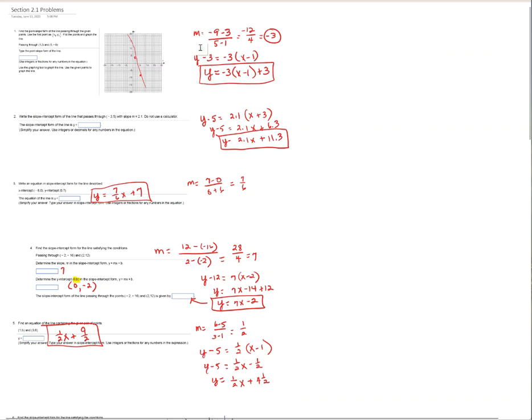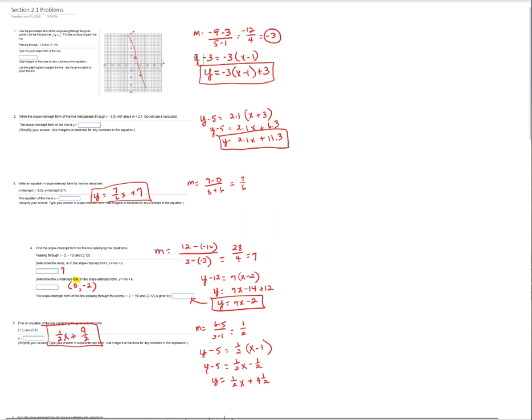First, we need to find the slope. So m is -9 minus 3 over 5 minus 1. That gives us -12/4, or -3. So we have a slope of -3. Then we're going to plug into the point slope formula. So we have y minus 3 equals, I'm going to use this first point, you could use either one, equals -3, there's our slope, times x minus 1.